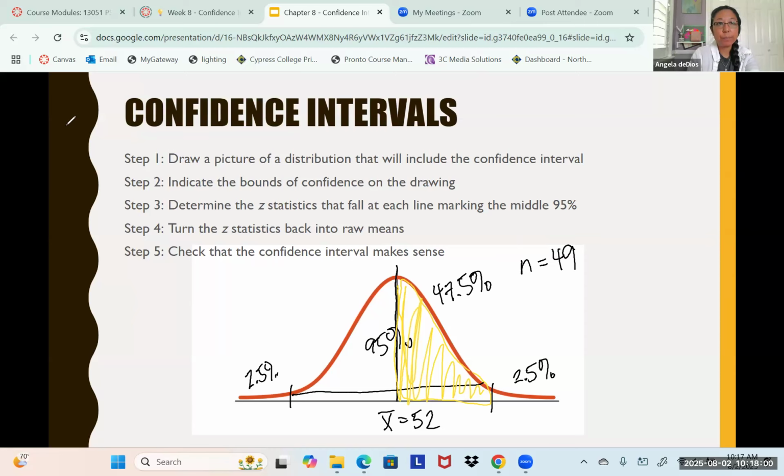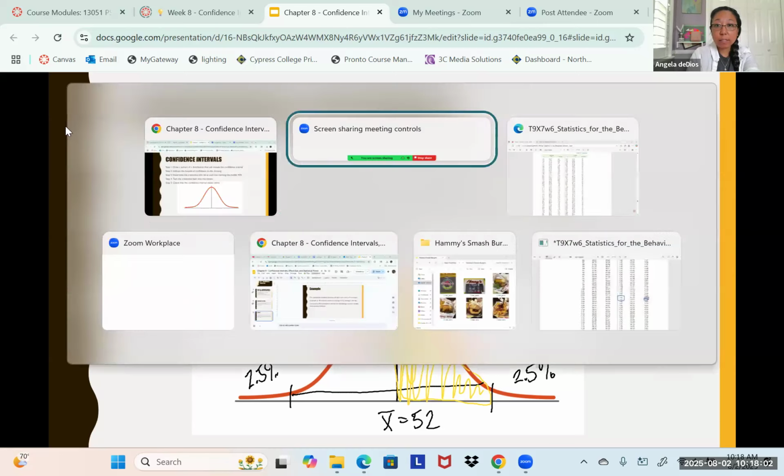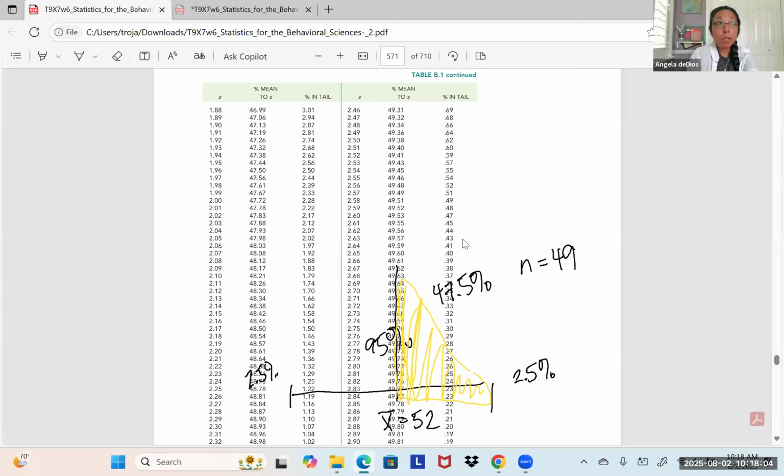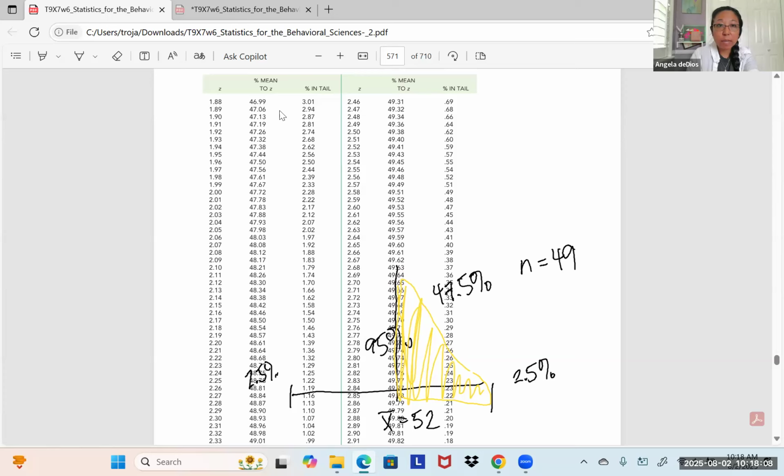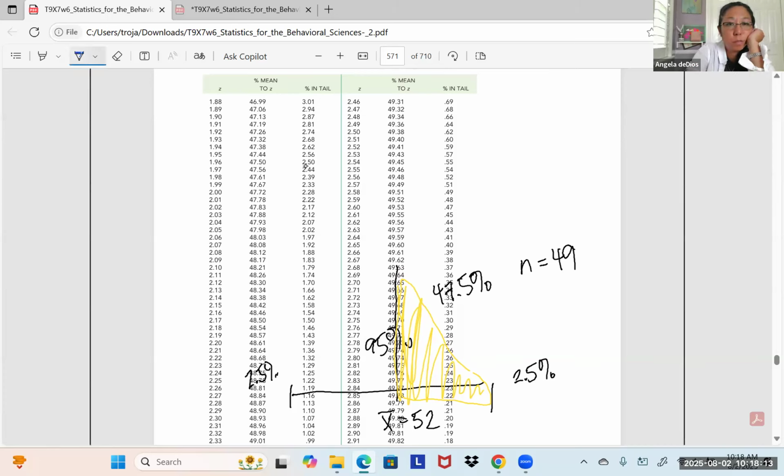So I'm looking at 47.5% in mean to z or 2.5% in the tail in order to give me my z-scores. So let's take a look at the z-scores here. So I'm looking for 2.5% in the tail. That's here, and then 47.5% from mean to z. So my z-score is 1.96.